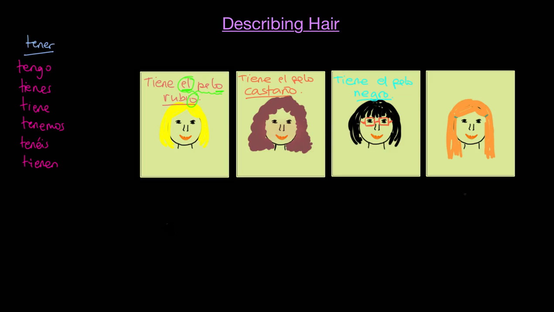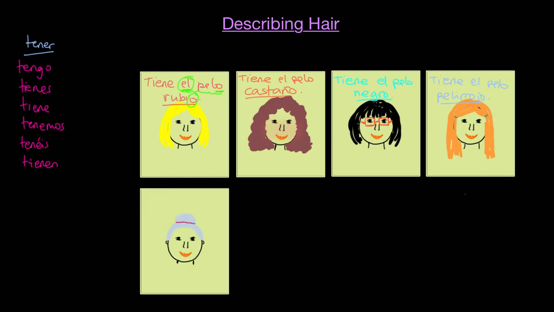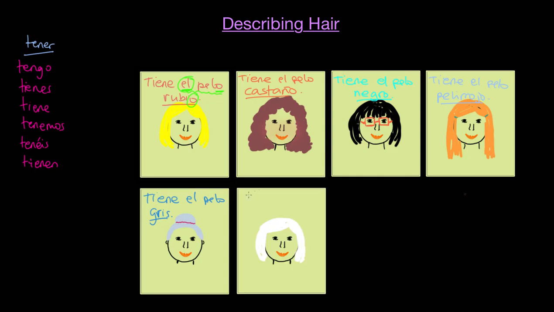Or tiene el pelo pelirrojo, or tiene el pelo gris, or tiene el pelo blanco. Okay, so notice how here I've used for all of them tiene. Okay, because if I'm describing these women, okay, I'm saying she has.